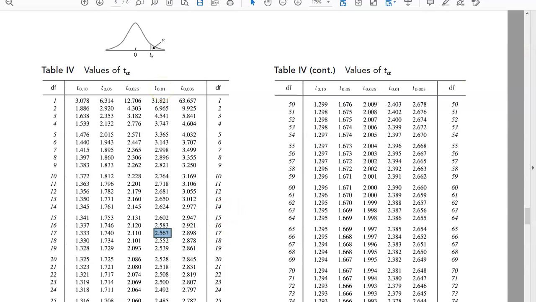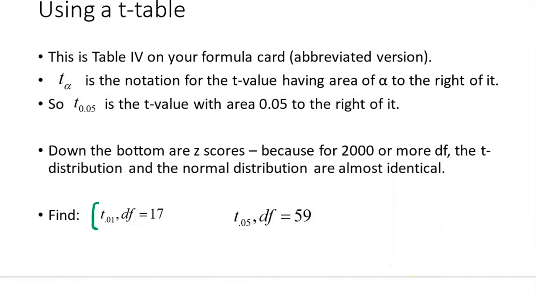There you go. All right, so pretty far up, a little over 2.5 standard deviations above the mean. All right, 17 degrees of freedom, by the way, means that your sample is 18. So the degrees of freedom is always one less than the number in the sample.